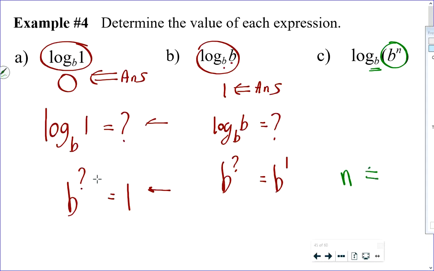This is the answer. Now, if you wanted to say, well, I'm going to put a question mark here, and I'm going to write this in exponential form, you would write b raised to this question mark equals the argument b to the n. Oh, n is question mark. So the logarithm is equal to n.